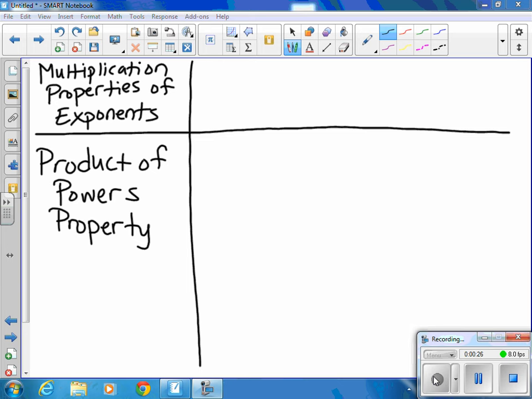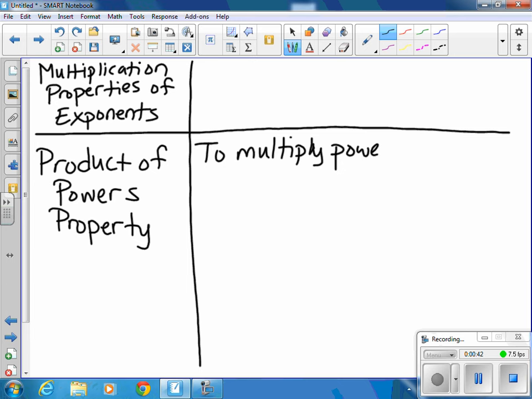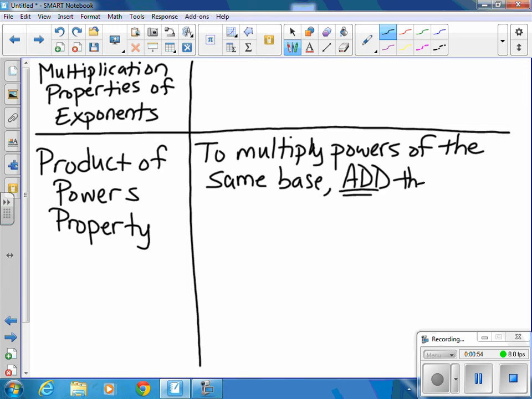The first thing we want to do is talk about the product of powers property. Product meaning multiply, powers meaning things with exponents. This law says that to multiply powers of the same base, you will need to add the exponents. So the base stays the same, but the exponents get added together.